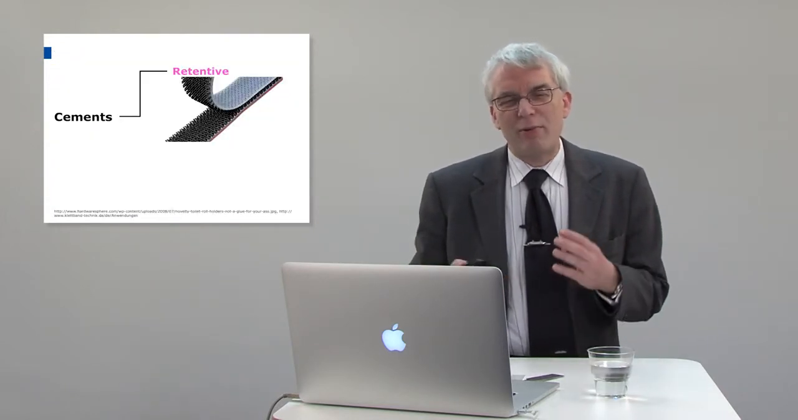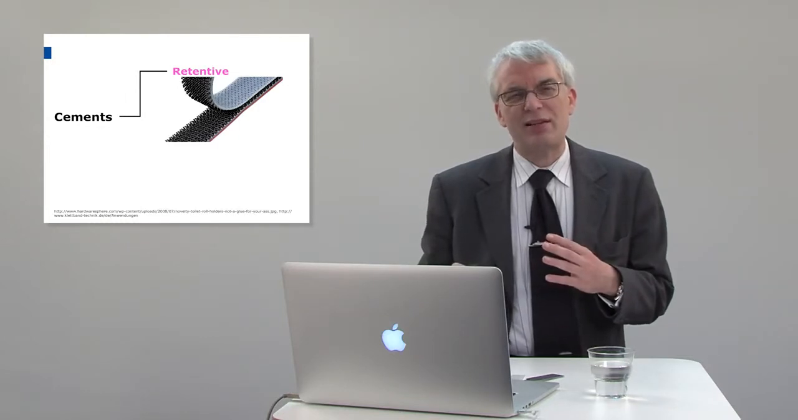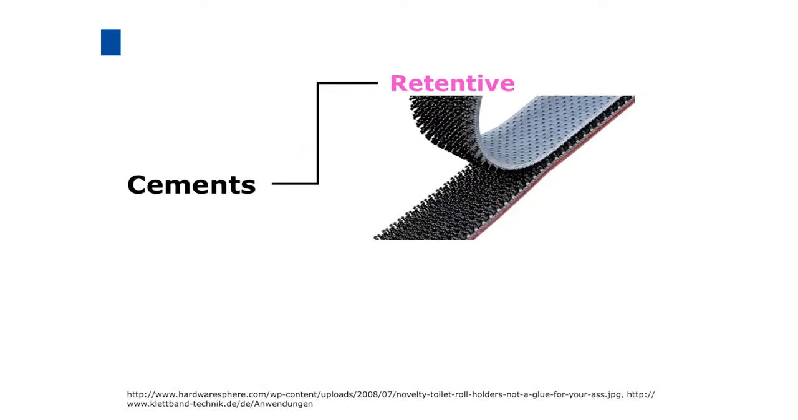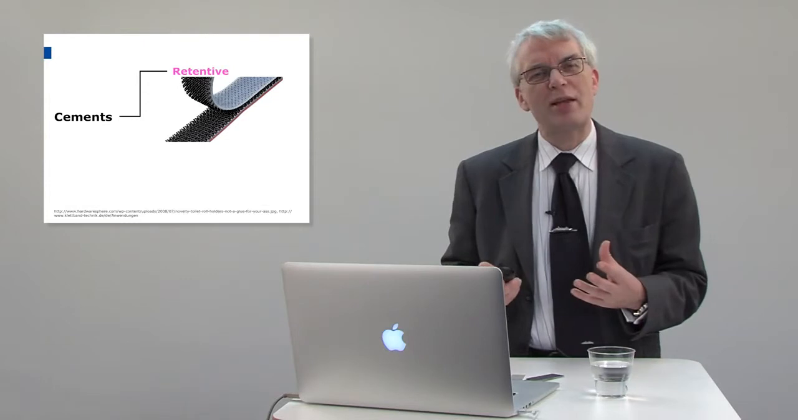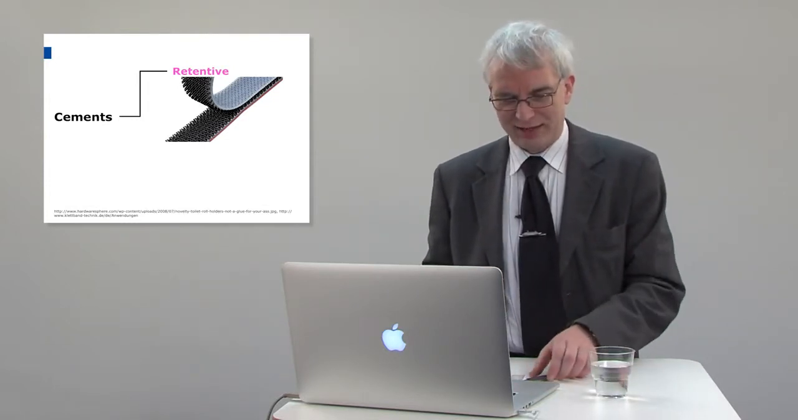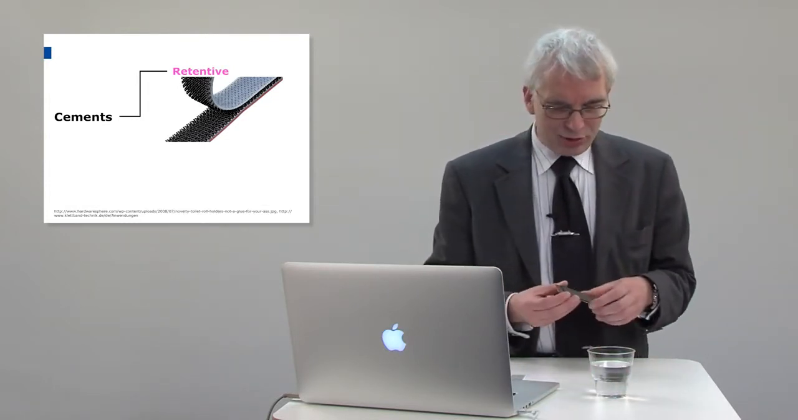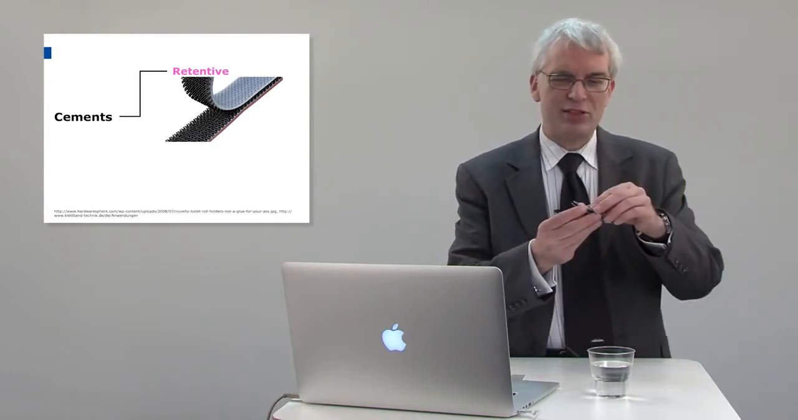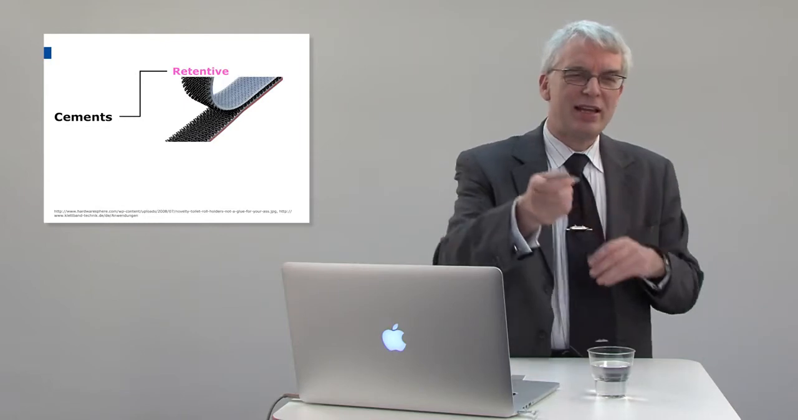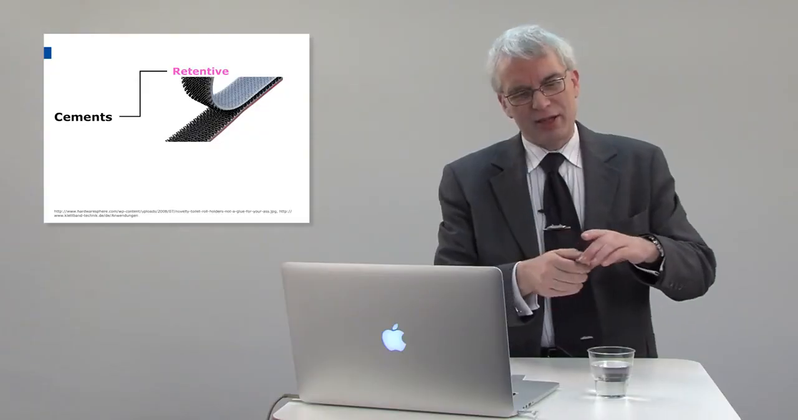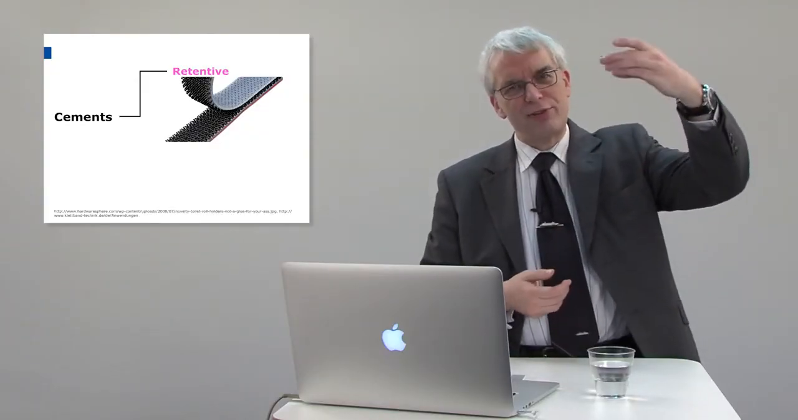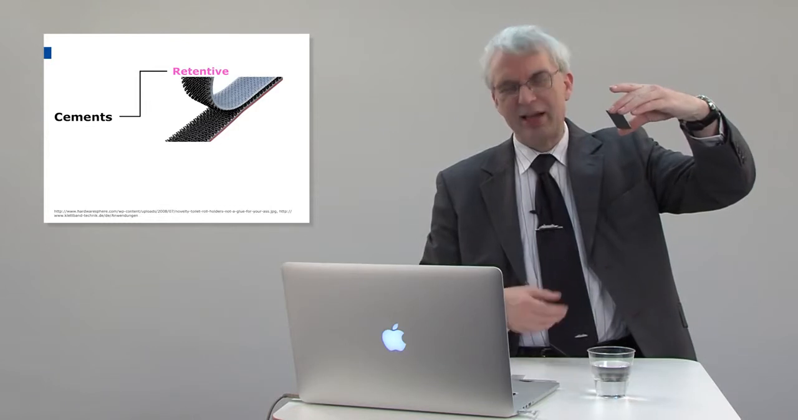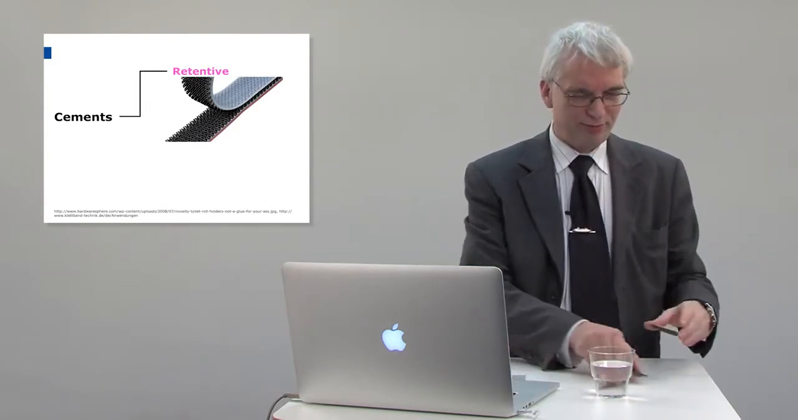Now, when we want to group cements, we can basically have two very large groups. Group number one is the retentive cements. And to illustrate this, I brought these two strips of abrasive paper. And if I put these two strips of abrasive paper together and I try to move them, they don't move because they interlock. But even though the interlocking, the friction part is good, adhesion is zero.